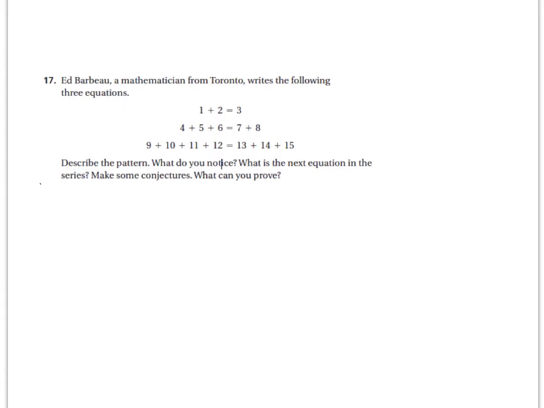Wow, that's a lot of problem. But this is a very interesting problem, and this is where the beauty of mathematics comes in. So enjoy this.